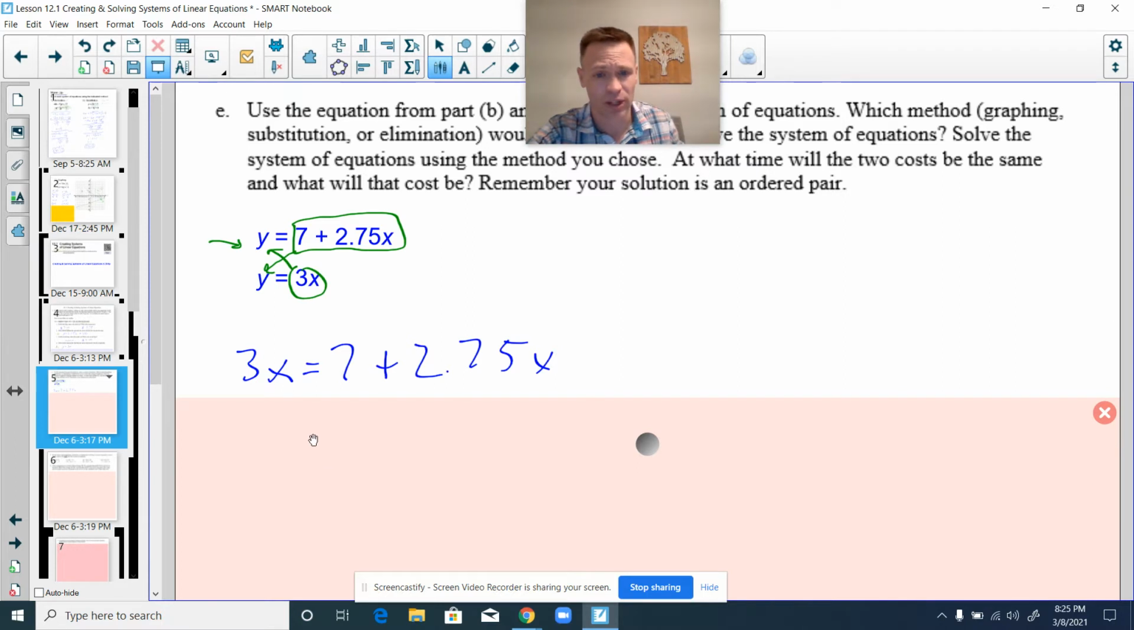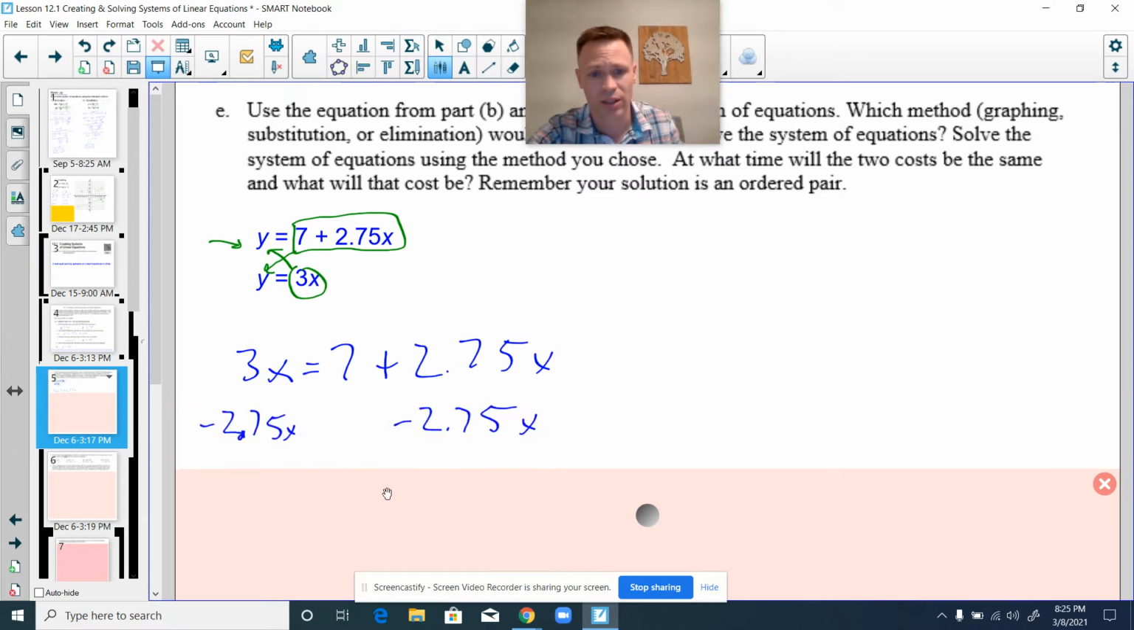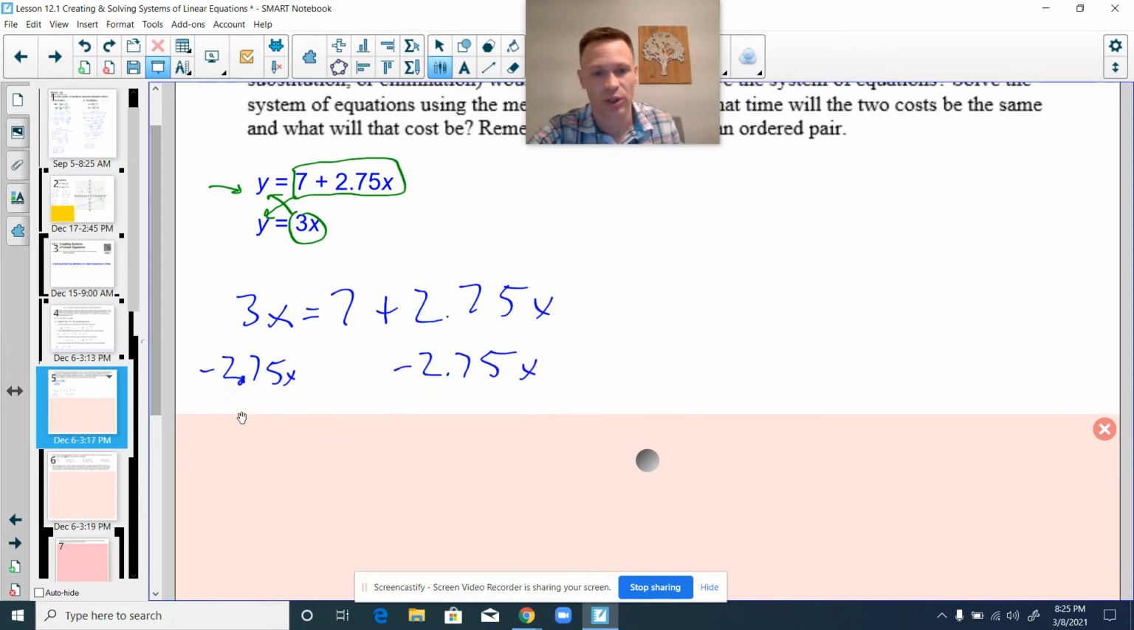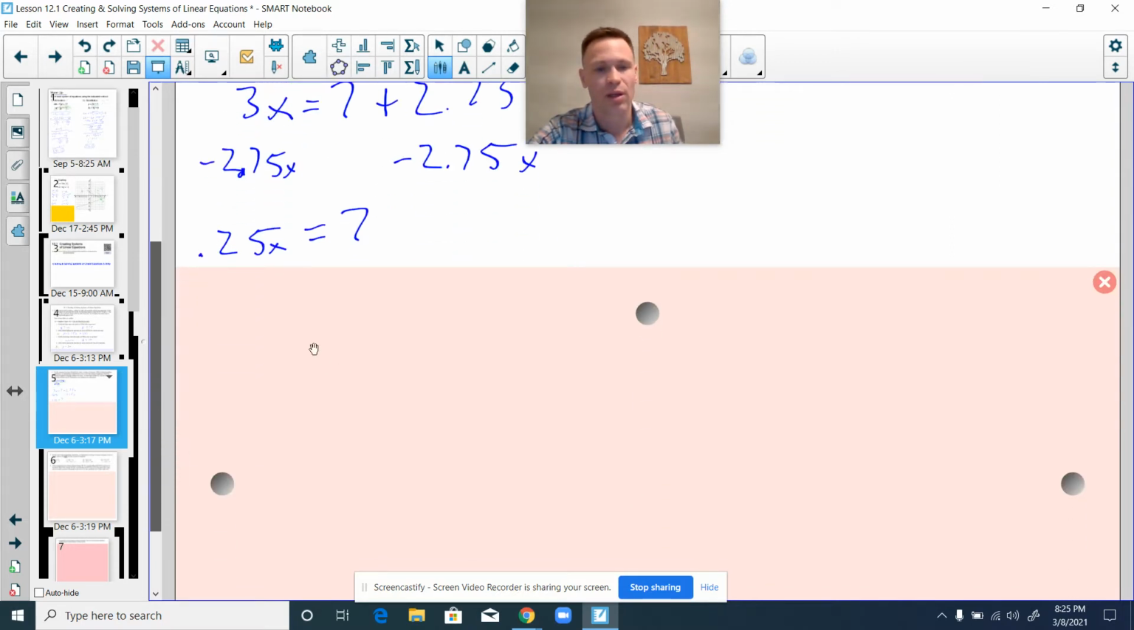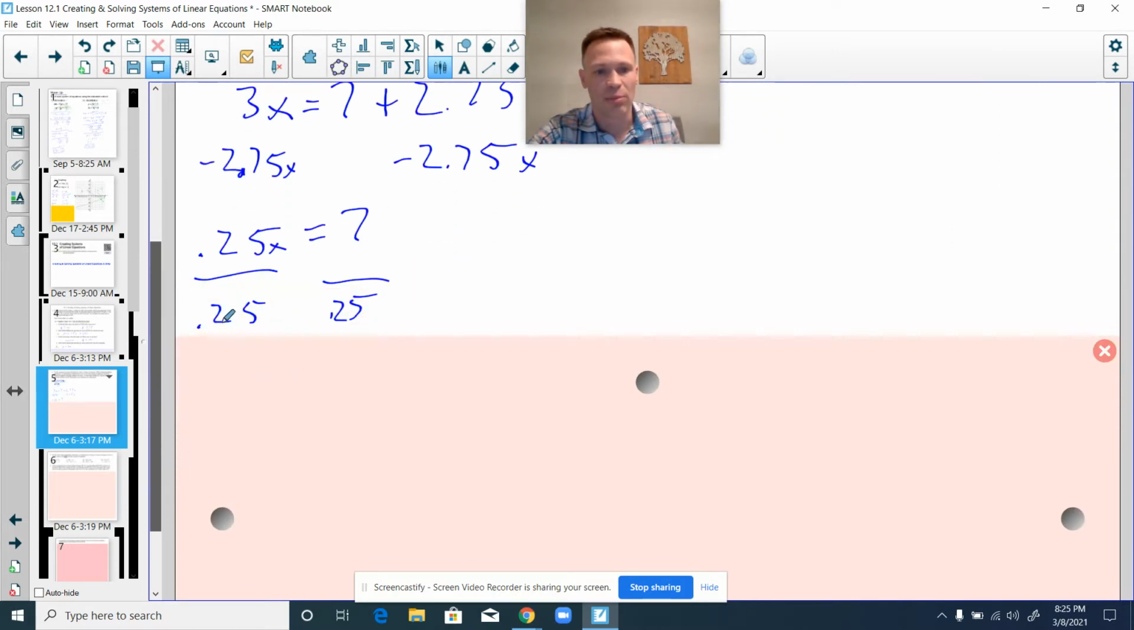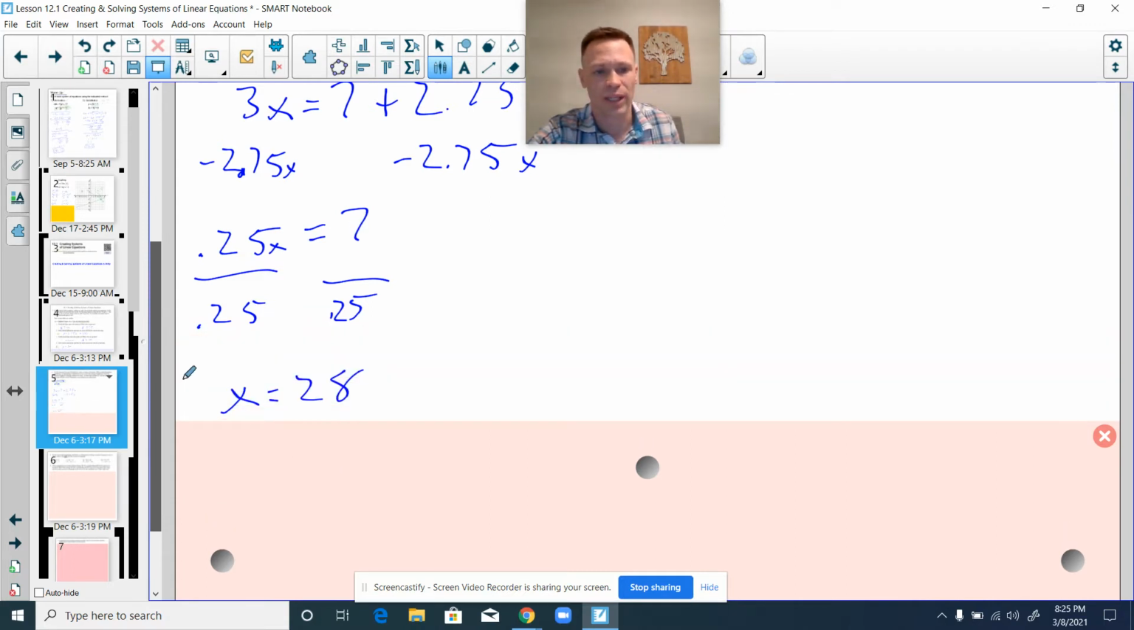I got to get my variables on both sides. It's always best to subtract a smaller number so that you get a positive result. So I'm subtracting 2.75x from both sides. That gives me 0.25x is equal to 7. I'll divide both sides by 0.25. 7 divided by 0.25 is the same as multiplying by 4. I get x is equal to 28. So now I know that at 28 hours of rental, they will cost the same amount.